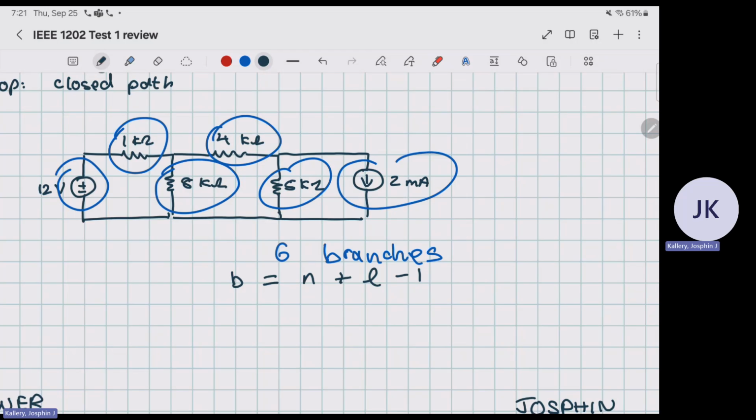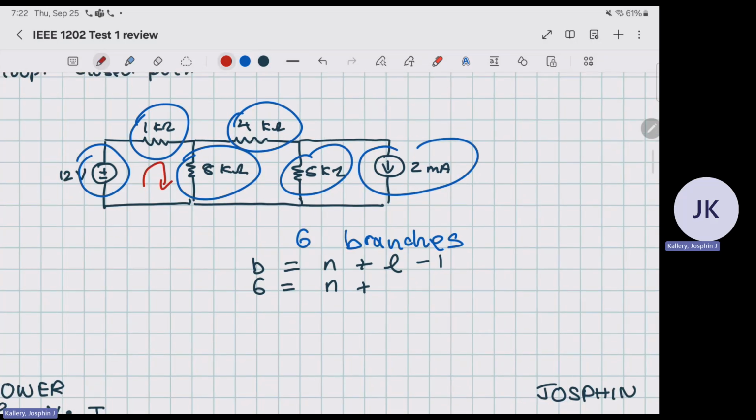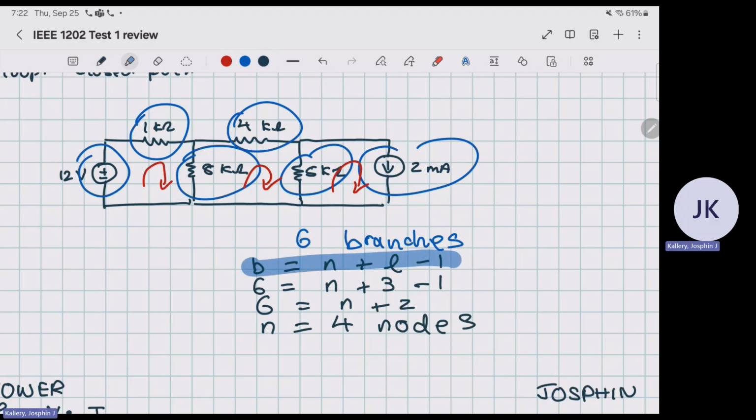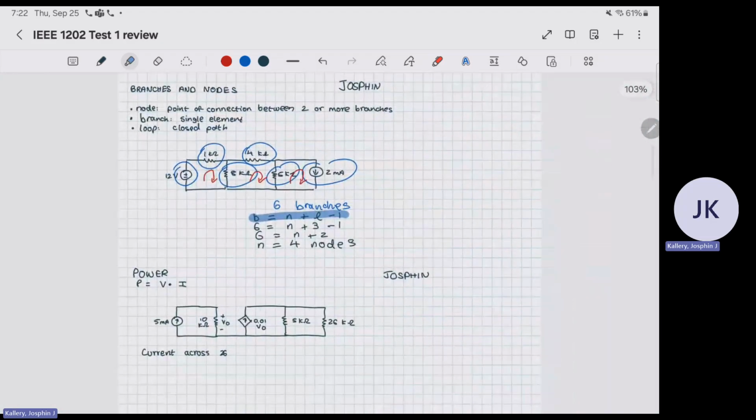So we know we have 6 branches. We need to find the number of nodes. As for loops, we just have 3 closed loops: 1, 2, 3. So if we solve for the nodes, that's n plus 2, we are going to have 4 nodes in the circuit. So this is a good equation to remember, just to make stuff easier.